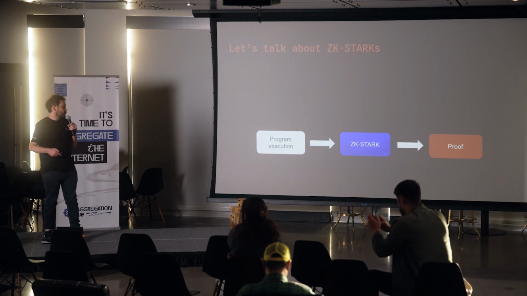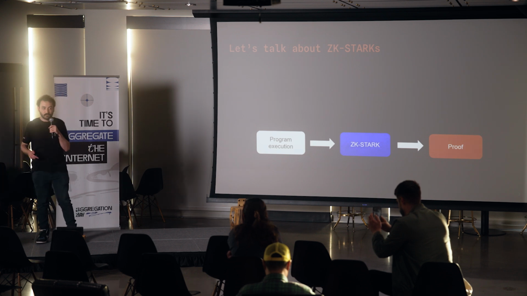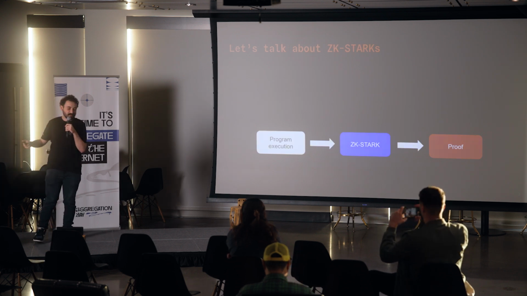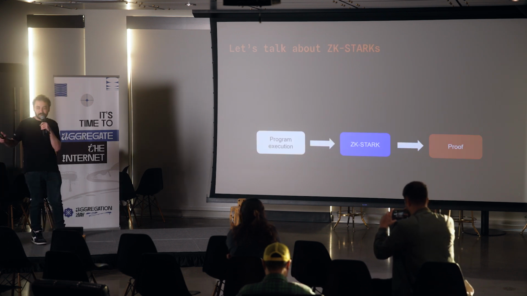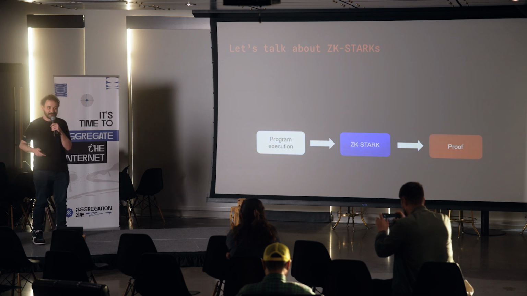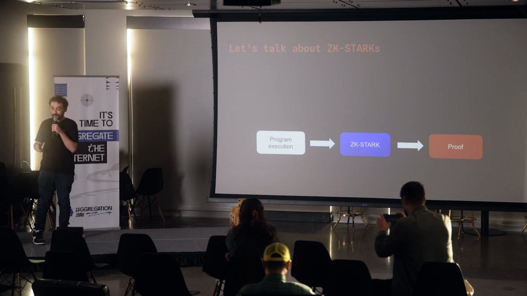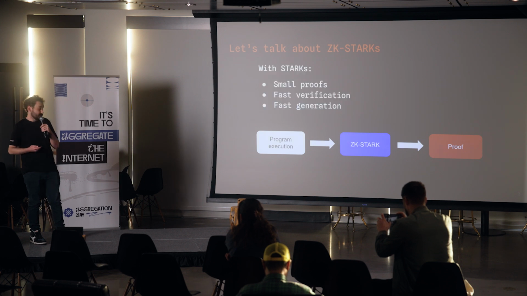So you basically start with a program execution. You trace all the values in your execution. You then pass it through something a bit magical that we call ZK Starks. It generates for you a proof. Now, what does that give us?